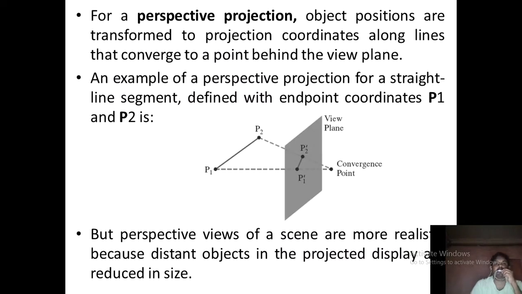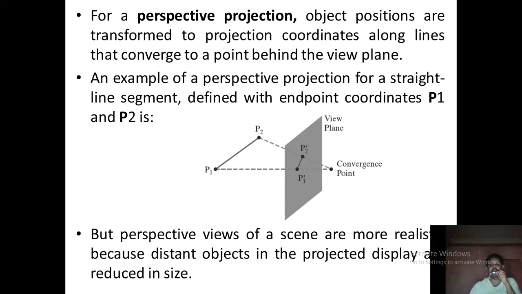Then next is perspective projection, right? Parallel projection in short we have discussed. From the next slide onwards it will come in detail, right? For perspective projection, object positions are transformed to projection coordinates along lines that converge to a point behind the view plane, right? You can see in the image, right?